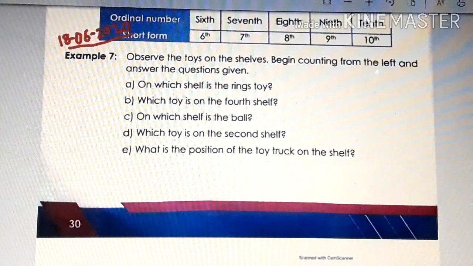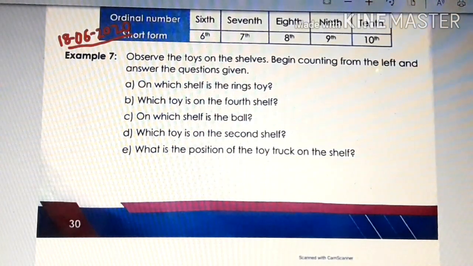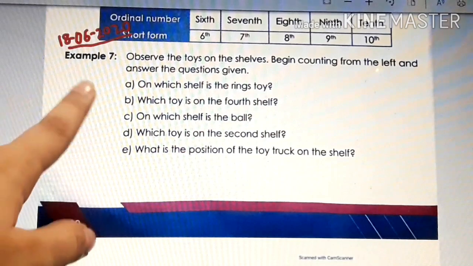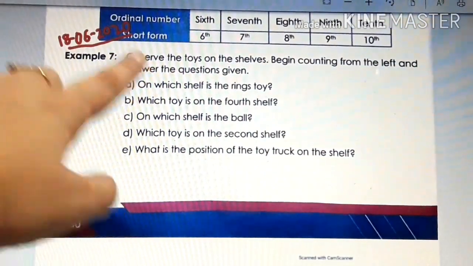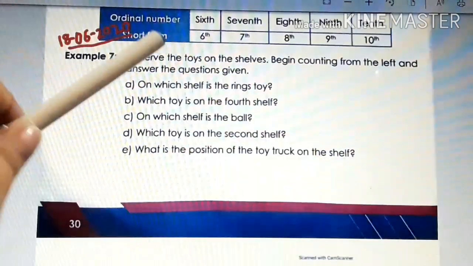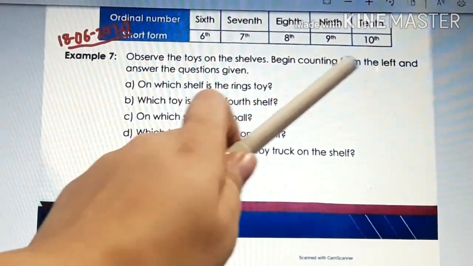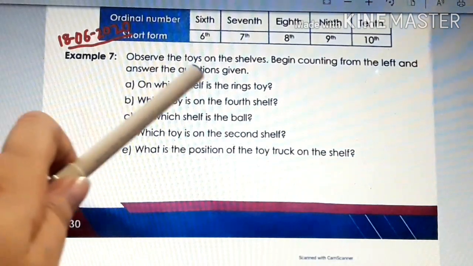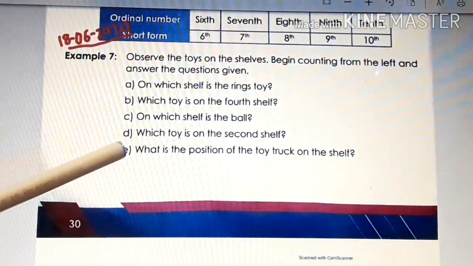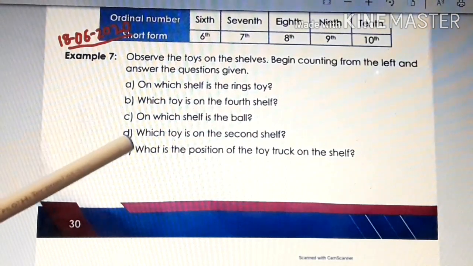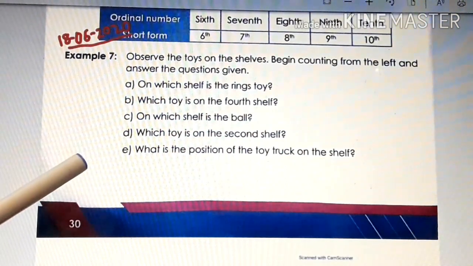So children, before starting with our next topic, that is comparison of numbers, we will do some of the examples of your book. So take out page number 30, children. Let's start with example 7. Now what is written here: observe the toys on the shelves, begin counting from the left and answer the questions given. You can see A, B, C, D, E. These are the questions and we have to answer them.